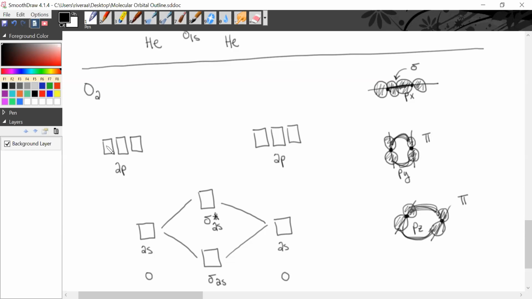Okay, so when these p's overlap, right? This being one oxygen's px, the py, the pz for one oxygen. This would be the px, the py, the pz for another oxygen. When these guys overlap, you get one sigma bond and two pi bonds. So let's draw those. So like here's my sigma 2p. I get a sigma and I get 2 pi 2p orbitals.